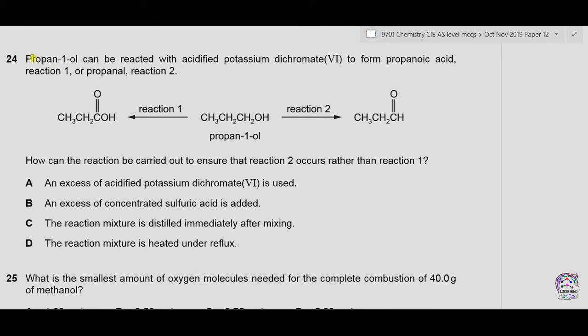Question number 24. Propan-1-ol can be reacted with acidified potassium dichromate(VI) to form propanoic acid, reaction 1, or propanal, reaction 2. These are the chemical reactions. How can the reaction be carried out to ensure that reaction 2 occurs rather than reaction 1? We can see that the center one is an alcohol as it has an OH group attached. In reaction 2, an aldehyde is being formed from the alcohol. This is the aldehyde functional group.